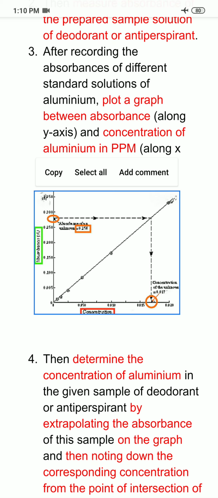0.017 on the x-axis. I am not mentioning the units here because, as I told you, this I have taken as an example. You can mention it in ppm, micrograms per liter, or any other units. This picture I have selected just for the purpose of showing you how to determine the concentration using a graph between absorbance and concentration.